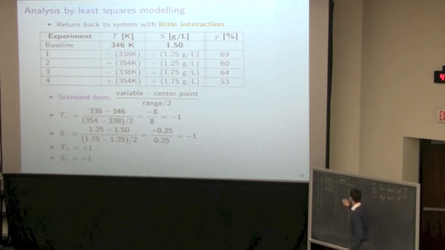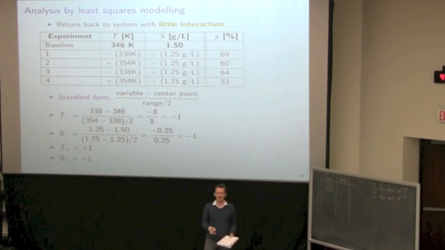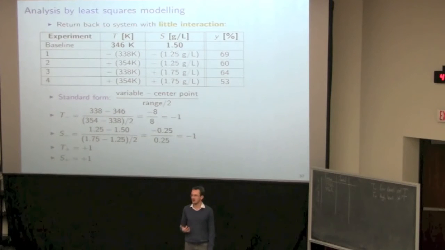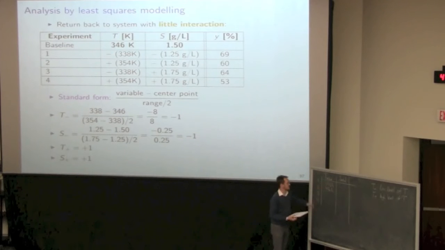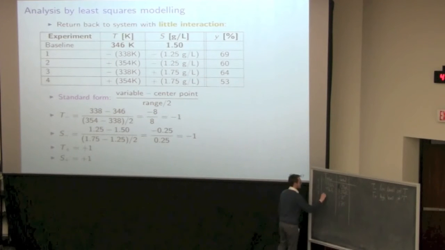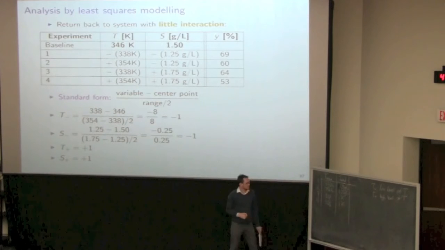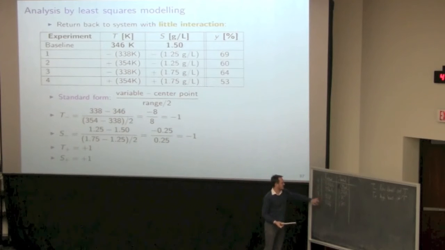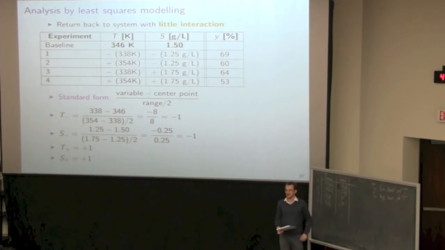I prefer to actually use the actual values because this is the table you're going to give to your operators to do the work. So you have to give these settings to someone in the control room or someone in the laboratory to do. So best you give them values that they actually know what to do with. The operators know what to do with 338 and 354 Kelvin. That first experiment was also run at low levels of substrate, so minus, equal to 1.25 grams per liter. The second experiment was also run at 1.25 grams per liter. The third and fourth experiments were run at high substrate, 1.75 grams per liter respectively, and low and high temperature, 338. So notice the pattern: always low, high for the first column and low, low, high, high for the second column. So that's the table you give to the operator.